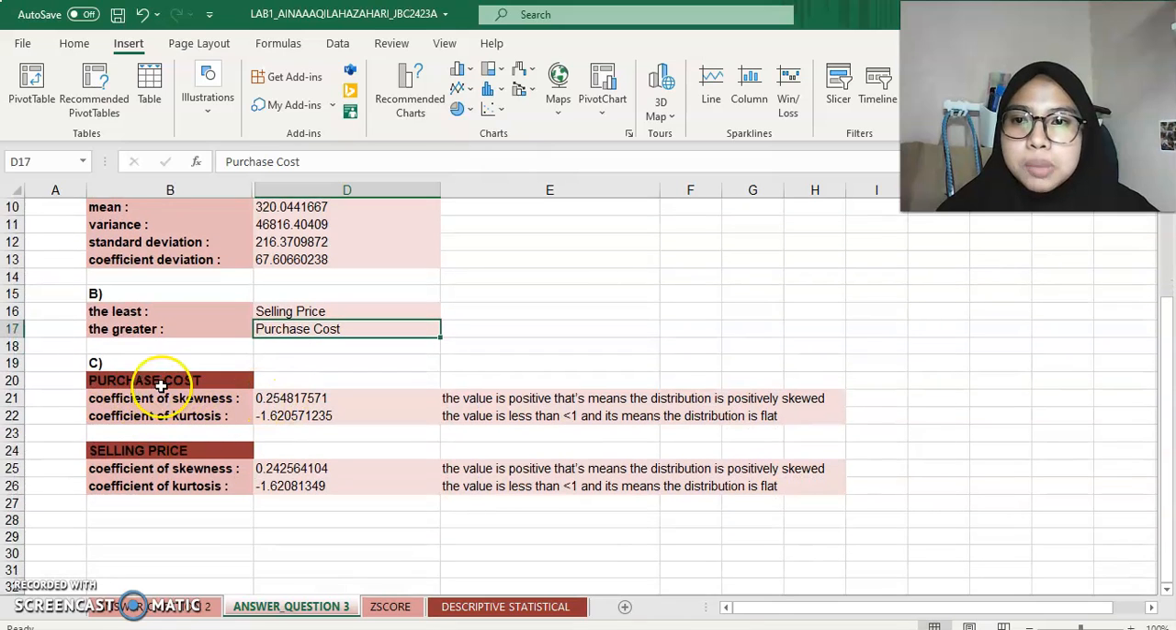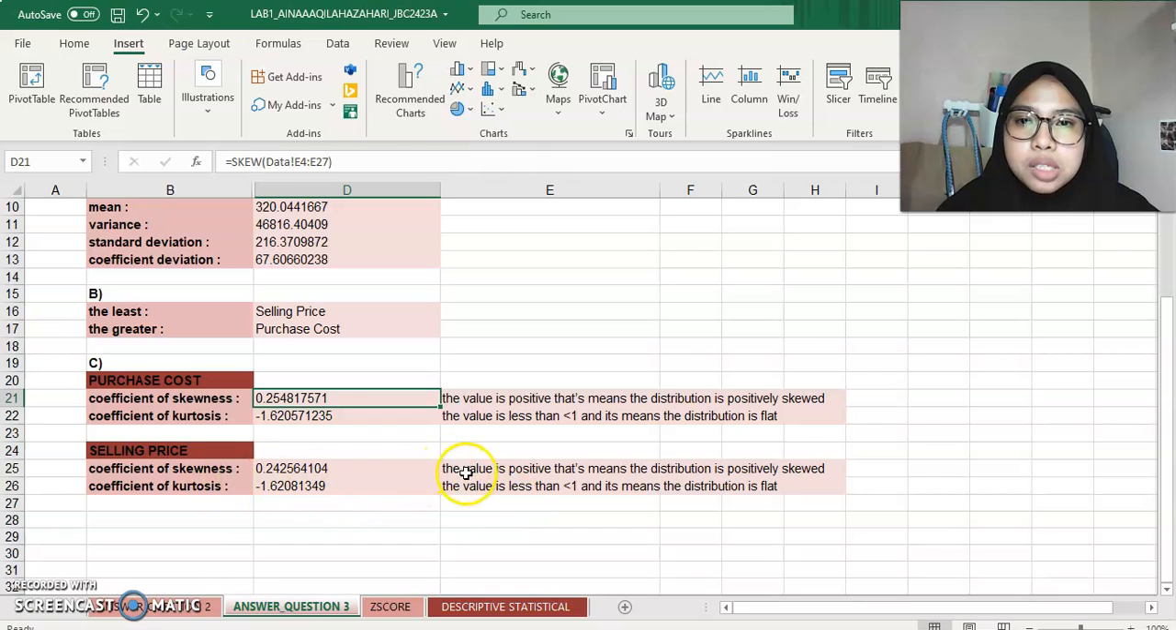For the C, coefficient of skewness of purchase cost, I use this formula. Coefficient of kurtosis, I use the formula. For the purchase cost, the value is positive, that means the distribution is positively skewed. For the coefficient of kurtosis, the value is less than 1 and it means the distribution is flat.